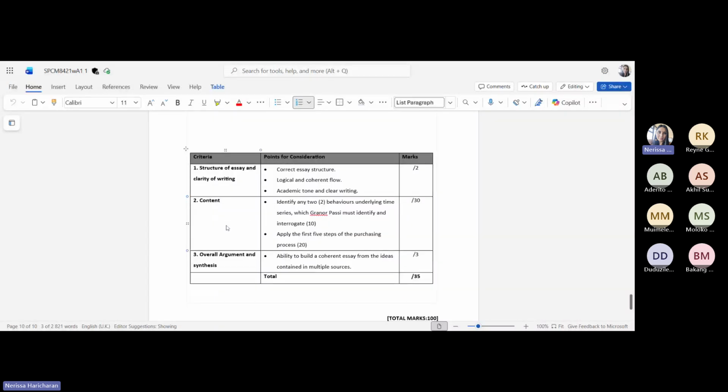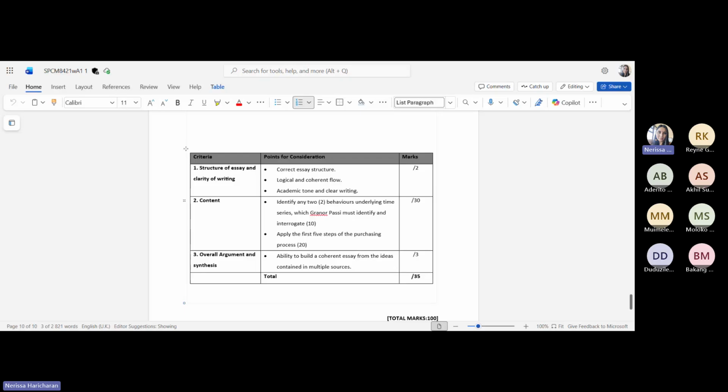So this is your rubric. The first one is the structure and the clarity of writing. I look at how you do sentence construction, how your essay is structured, is there logic, are you not starting in A, going to Z, and then coming back to A? That's how you would gain your mark in terms of structure.